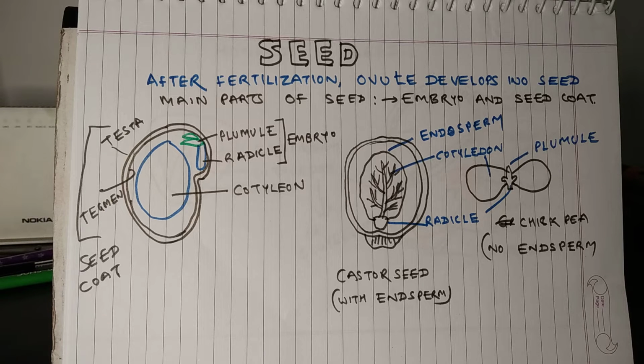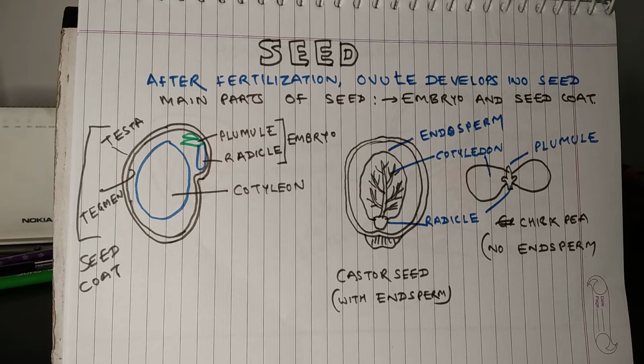The next advantage is that seeds can be dispersed to far and wide places, and this has helped angiosperms in spreading throughout the world. That is why, compared to earlier plants like bryophytes or pteridophytes, angiosperms and gymnosperms could cover a major portion of the earth, which was not possible with earlier plants because they required water for proliferation.